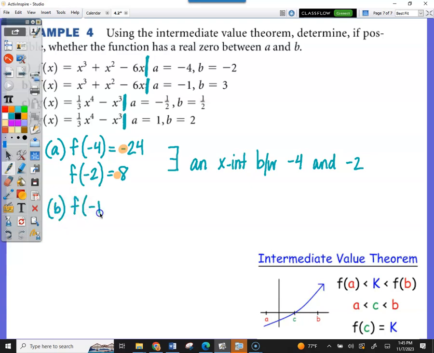So if you do that, let's try another check. Let's try B. B is checking -1 and 3 in function F. Stay with me, please.